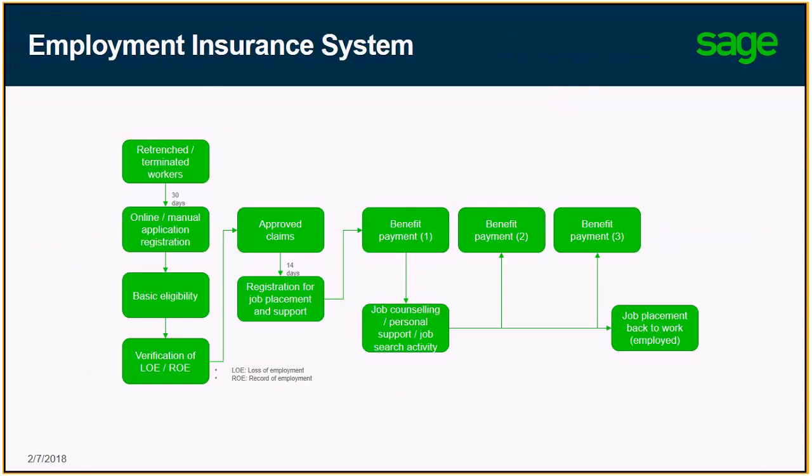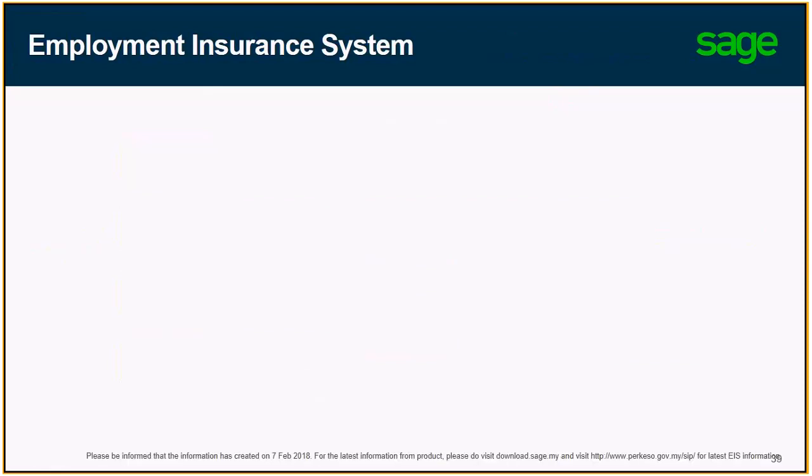So look at the flow. If you're a retrenched or terminated worker, you could then do an online or manual application to claim for this benefit, and then fulfill the basic eligibility, and there's a verification of LOE, loss of employment, or record of employment done. Once the claim is proven, then you get the registration for the job placement and support. Then you start getting benefit 1, 2, 3. At the same time, you go for job counseling or personal support, job search activity, until you get the job placement back to work, or in other words, you're being employed.